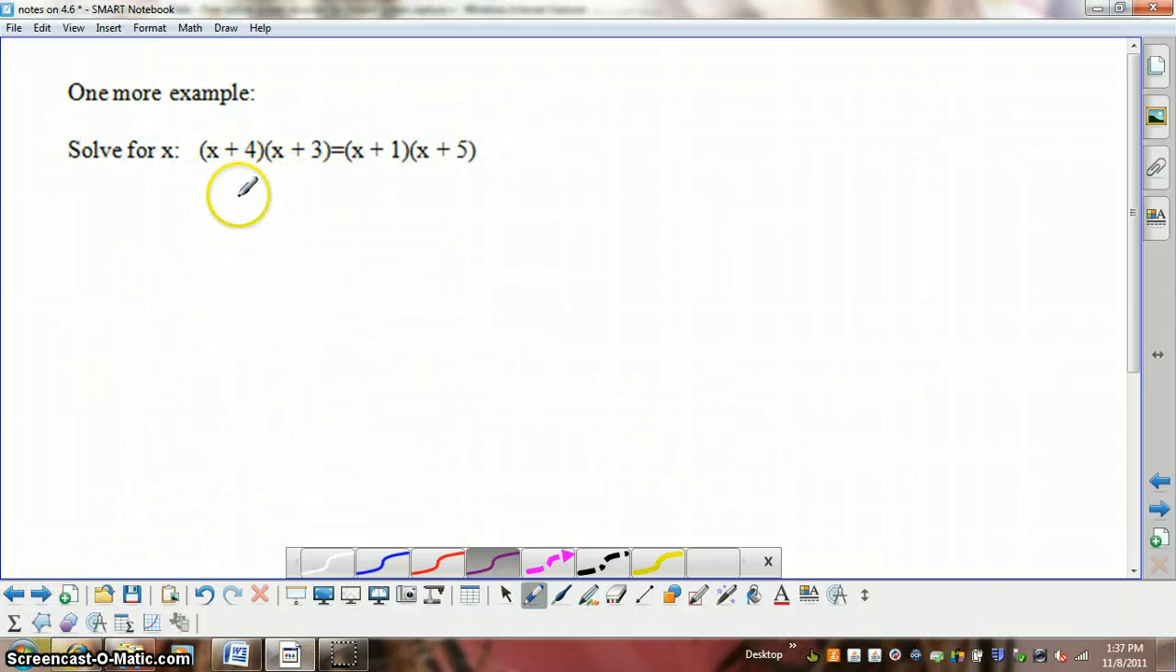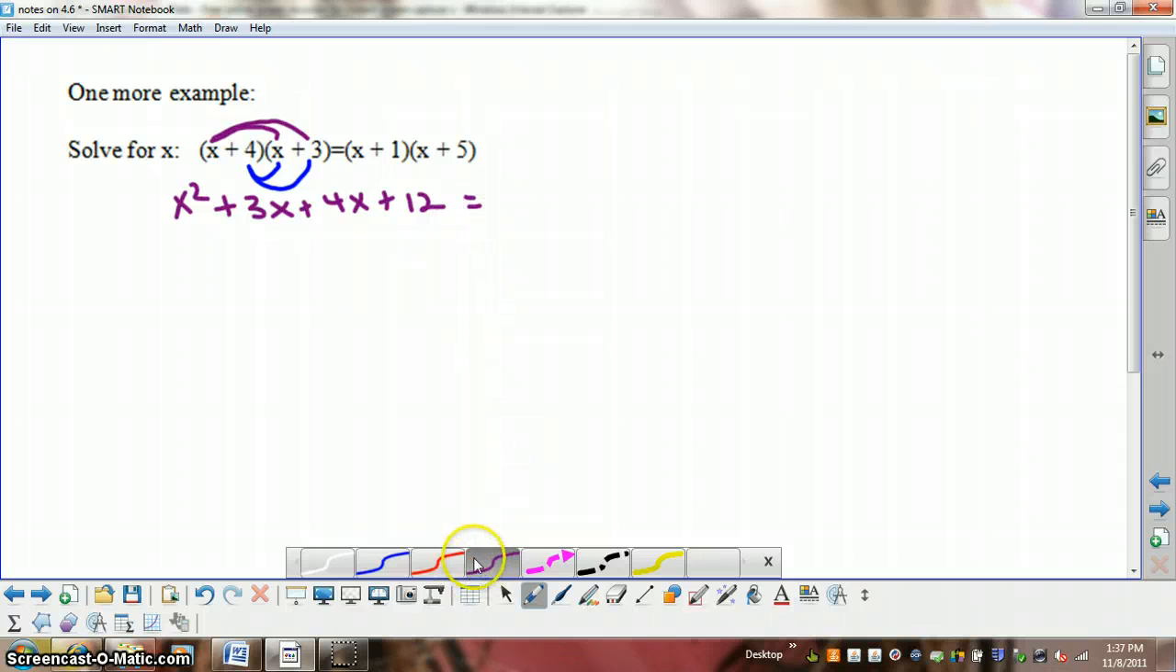Here we've got an equation where we're going to solve for x. So we need to distribute, take the x times both x and 3. So we'll do that first. So we're going to have x squared plus, because that's x times x, x squared, x times the 3 plus 3x. Then we're going to take the 4 times the x and the 4 times the 3. So when we do that, we're going to have plus 4x, and then 4 times 3 is 12.